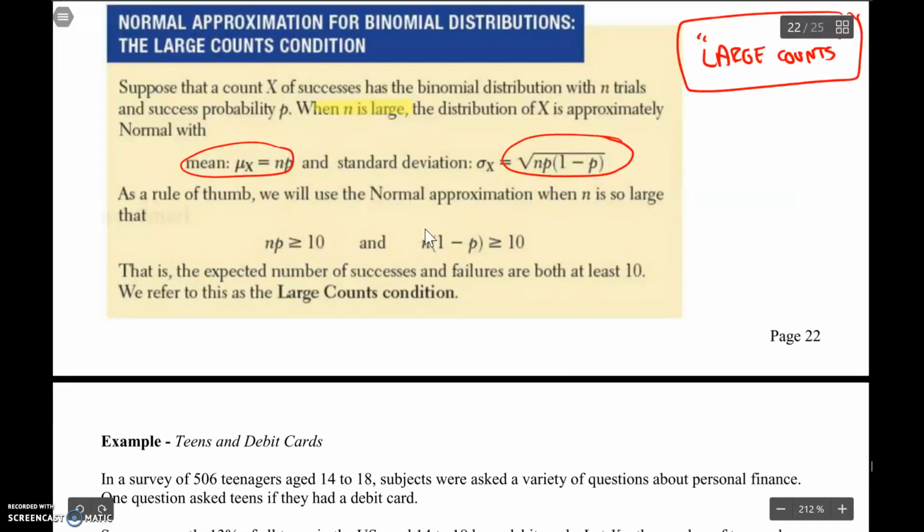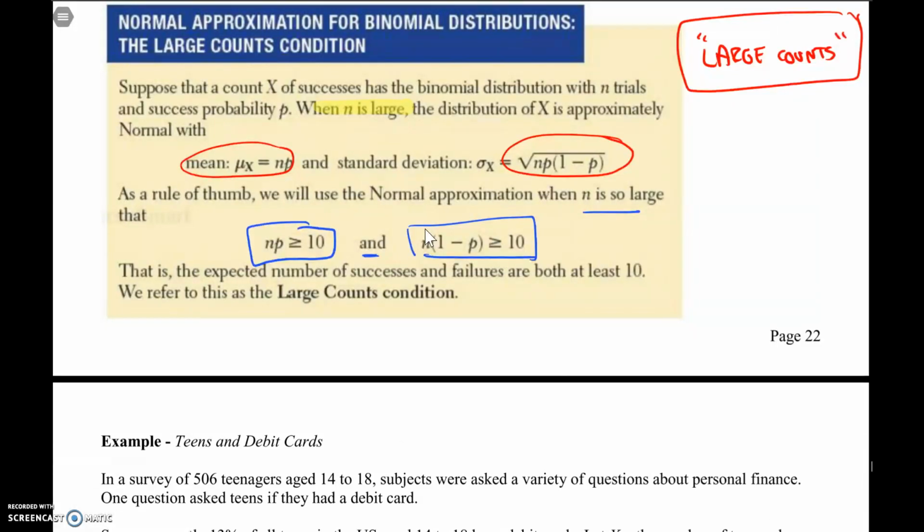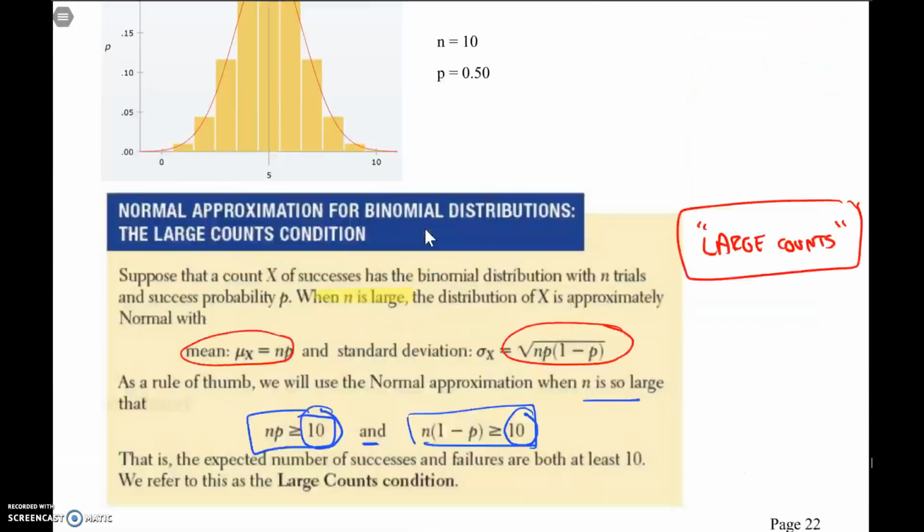This is a rule that some very bright mathematicians came up with. Basically, n is large enough if n times p is greater than or equal to 10 and n times q is greater than or equal to 10. This is called the large counts condition. Basically, this is the expected number of successes. This is the expected number of failures. If those are both at least 10, then a normal model is a pretty good model. If these are less than 10, then the normal model doesn't work very well.